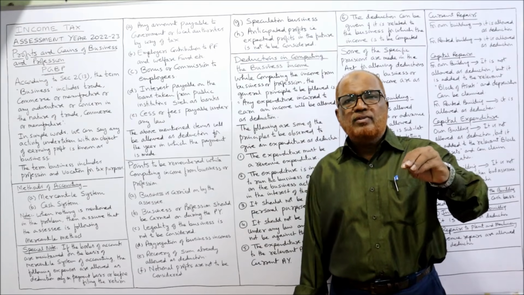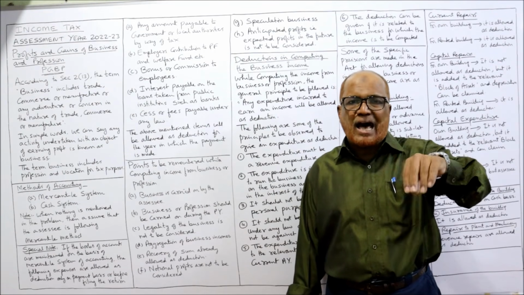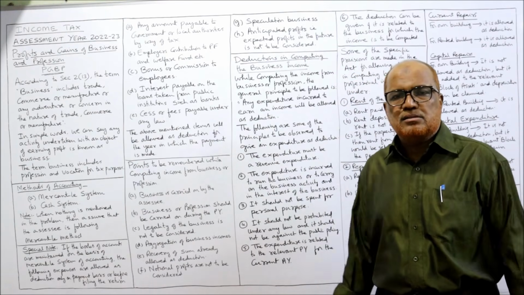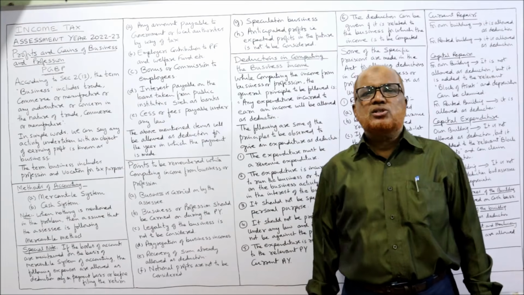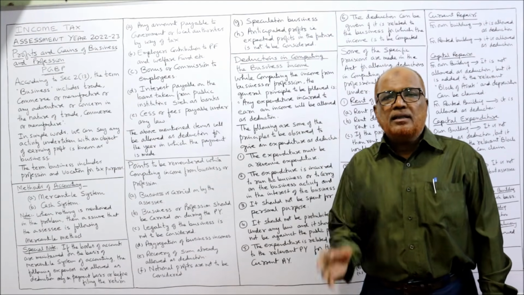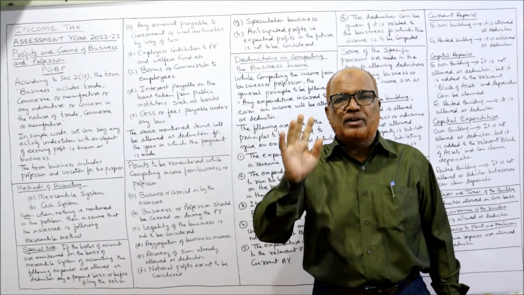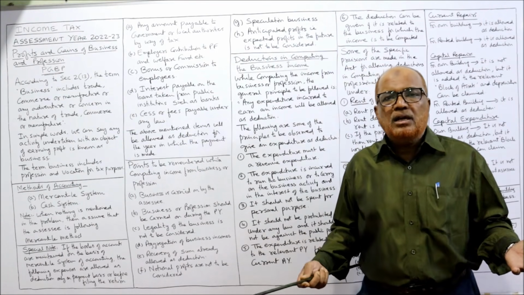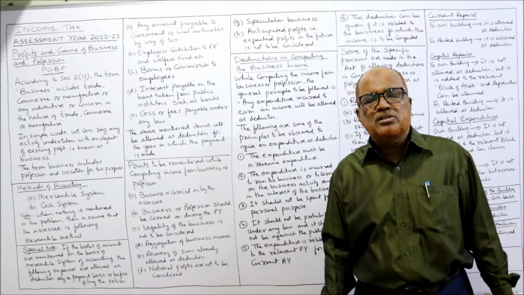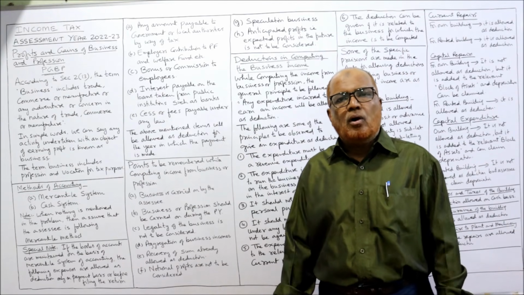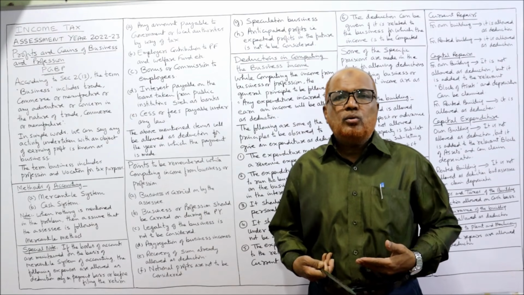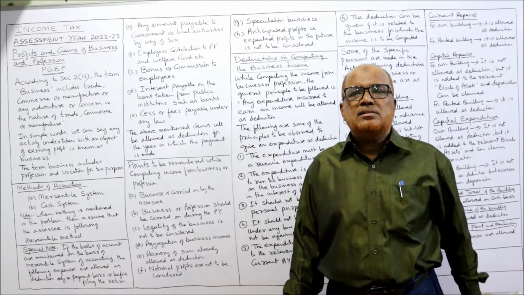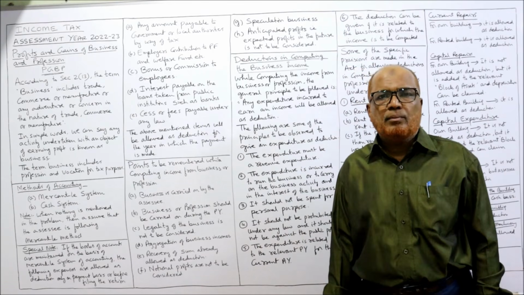Sometimes a business was allowed as deduction regarding certain loss. Example, I'm having a business. I sold goods to Mr. X on credit, and the amount due from Mr. X is 50,000. But after 2-3 years, we are unable to recover the amount from Mr. X. He is absconding or he died. We are unable to recover the amount. We have not received the amount. So we write it down as bad debts, irrecoverable debts.